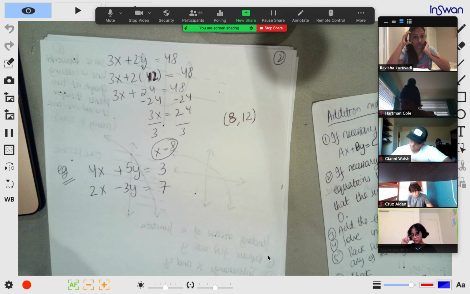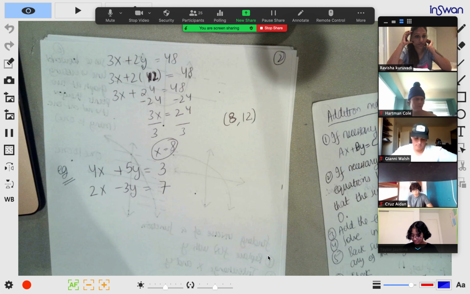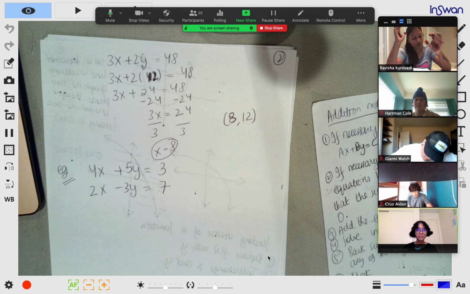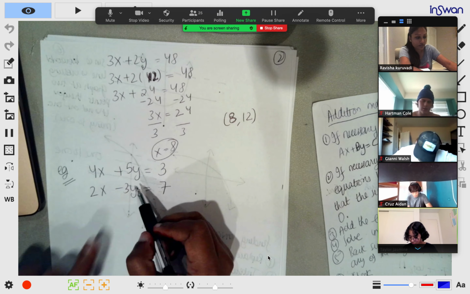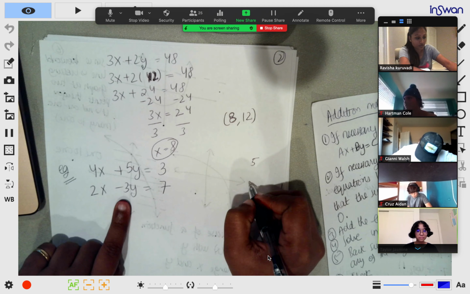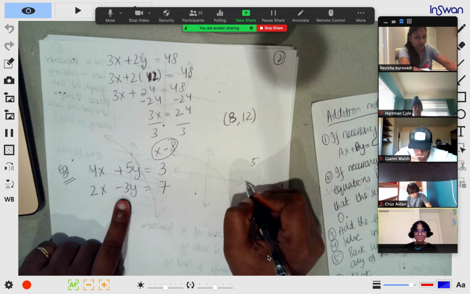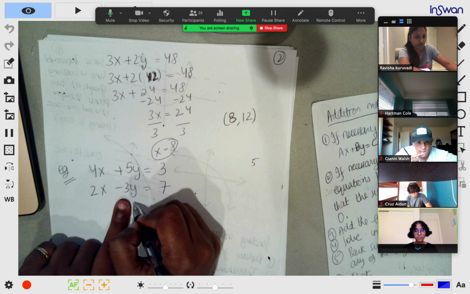Do the first one, so we could multiply by -4. Okay, wait. Which variable do you want to eliminate? x or y? Y. Okay, you want to eliminate y. What's the number in front of y here? 5. What's the number in front of y in the second equation? The number in front of y.